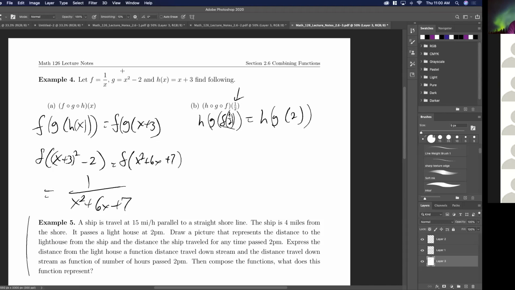And then g of 2 gives us 2 squared minus 2, which will give us 2. So then I'll have h of 2, because remember f of a half evaluates to 2, so I can just plug that into there. g of 2 evaluates to 2, so I plug that in there. And then h of 2 is equal to 5, and then we're done.